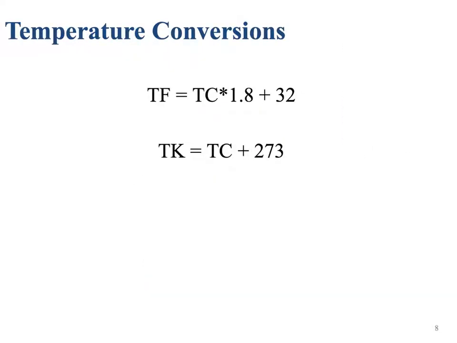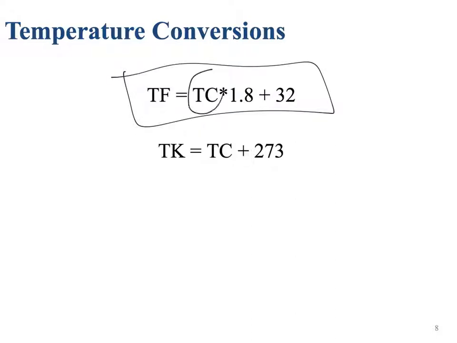So there are two equations that we're going to use for the conversion of temperatures. The first one is this one. The temperature in Fahrenheit is going to be equal to the temperature in Celsius times 1.8, and this plus 32. Please, when you are doing this, make sure that you put a parenthesis in your calculator before you add the 32. The other one is temperature in Kelvin is equal to the temperature in Celsius plus 273.